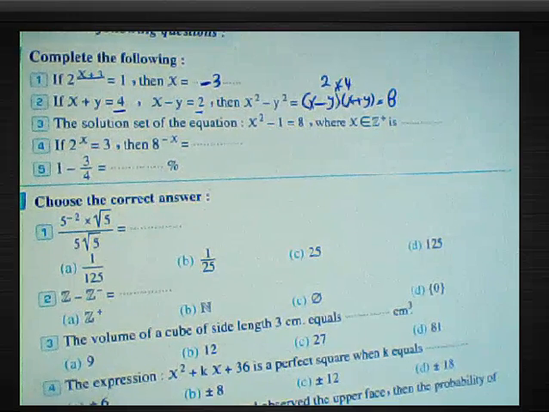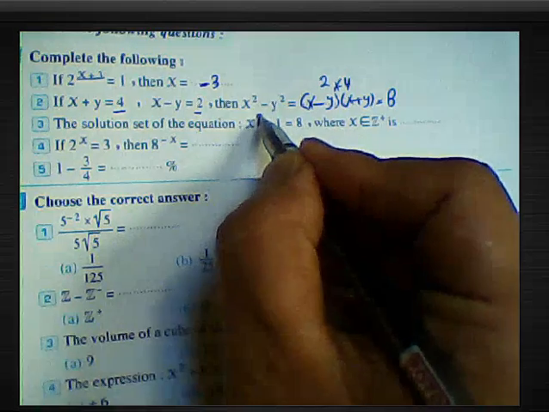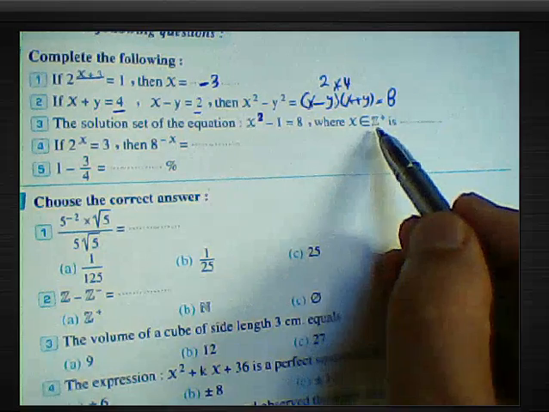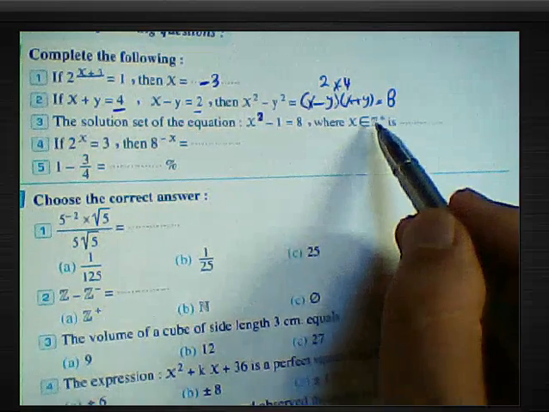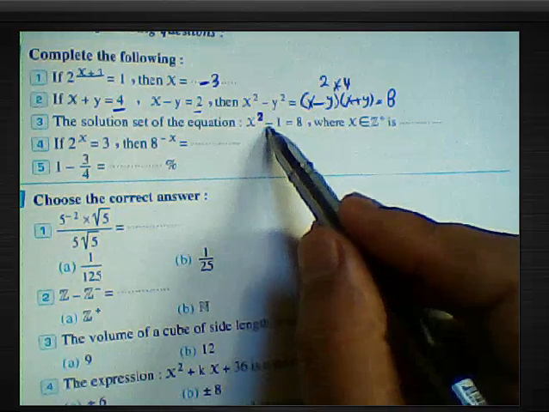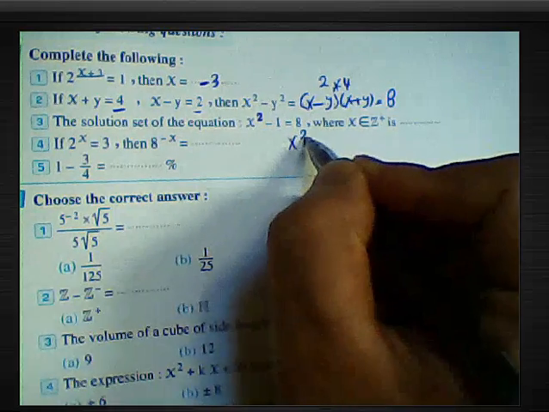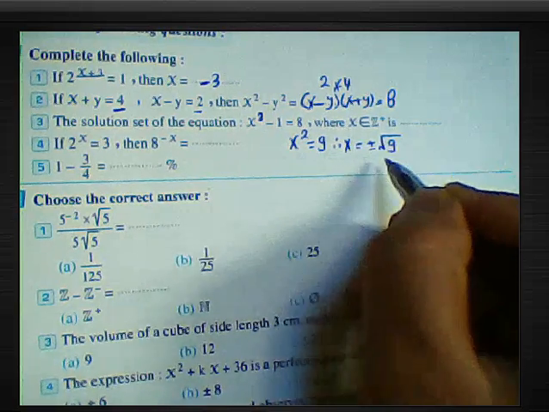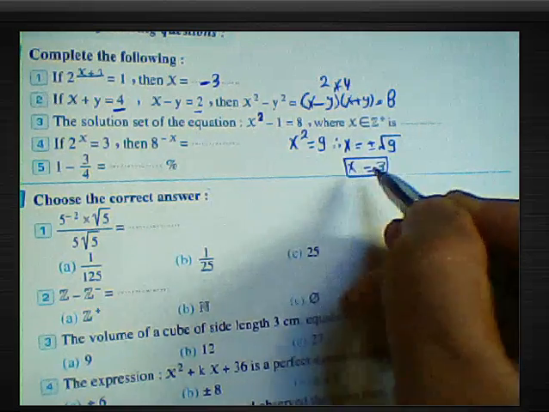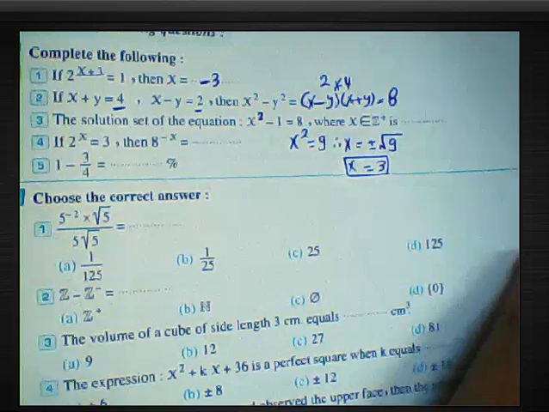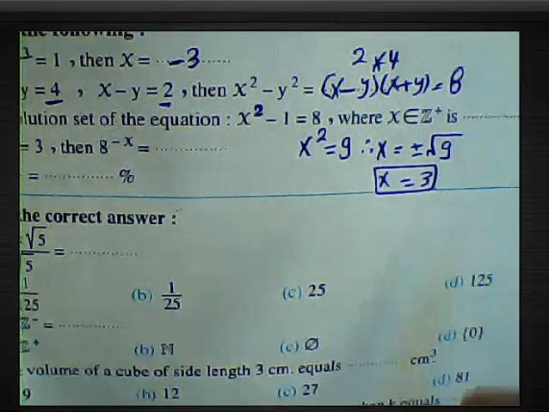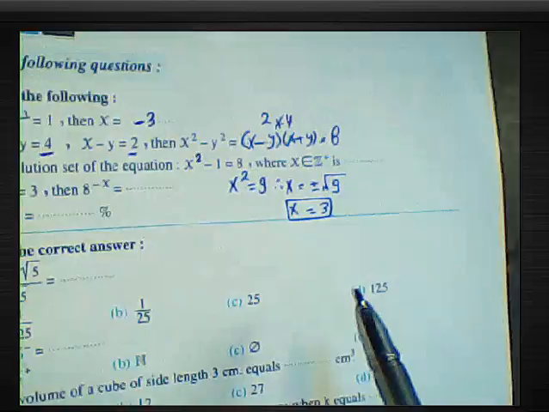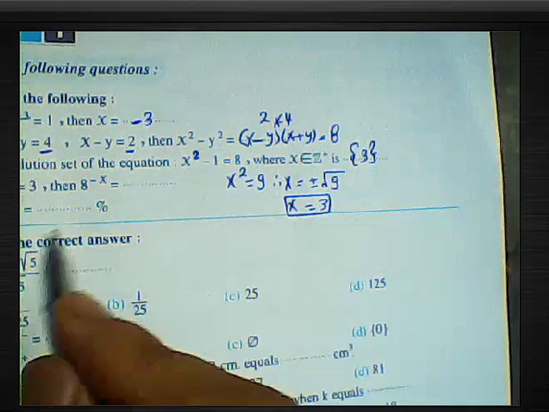Question number 3: the solution set of the equation x power 2 minus 1 equals 8, where x belongs to Z positive, the positive integers. We move negative 1 from the left-hand side to the right-hand side, then x power 2 equals 9, and x will be positive or negative square root of 9. Then x will be 3 only, because x belongs to Z positive and we want the result in Z positive only. We cancel negative 3 and keep 3 only. The solution set will be 3.